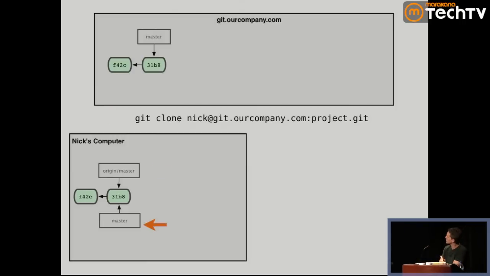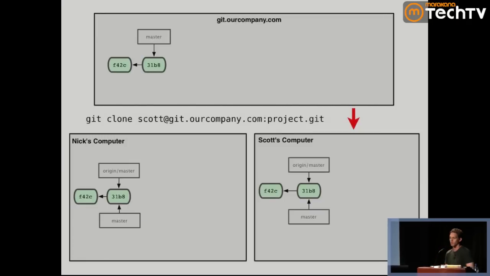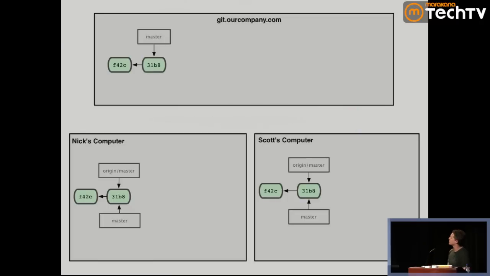So that's origin/master, and then usually it'll give you a branch by default that you can start working in. Usually it's named after whatever the head on the server is. The server has a head as well. That is the main branch of that server. So you get an equivalent of it. Now, Scott clones the same thing, gets exactly the same thing. So now there's 3 versions of this database sitting around.